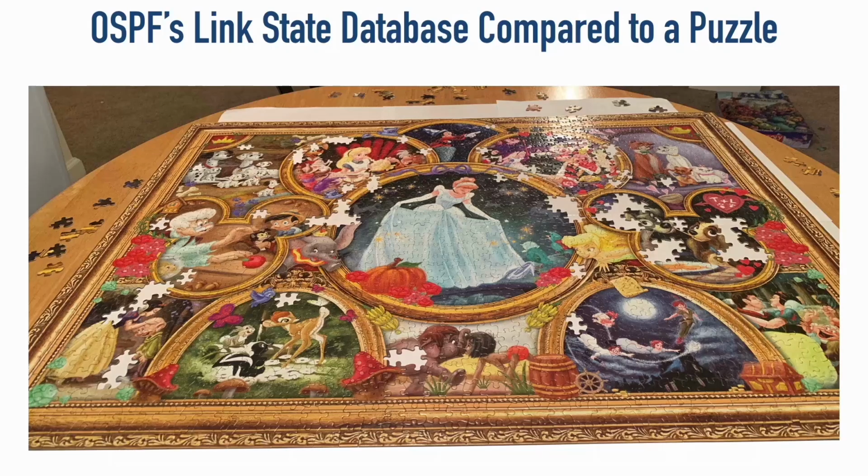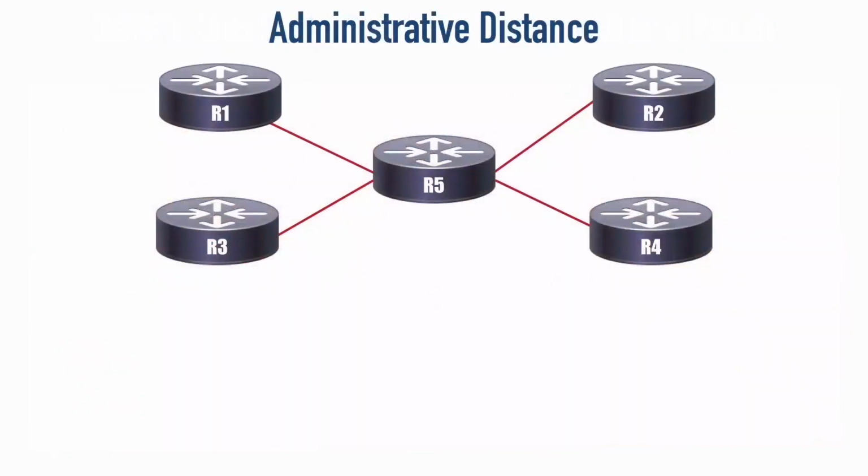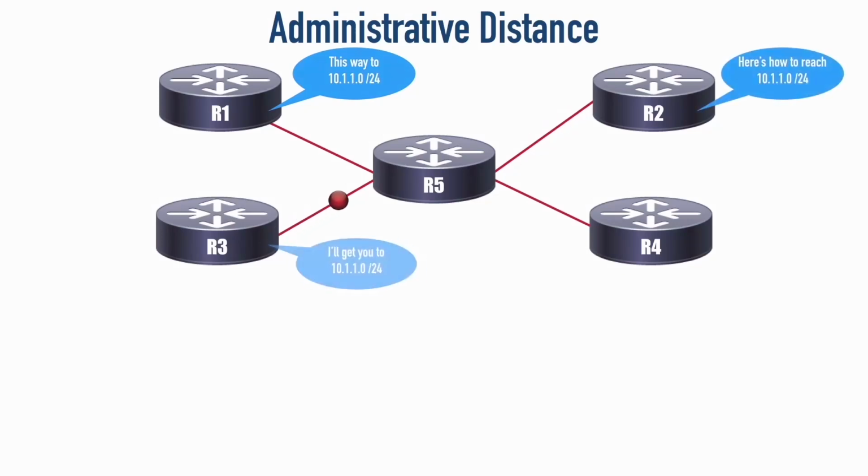Another comparison between EIGRP and OSPF is administrative distance. Administrative distance is the believability of a routing source. For example, here R5 is being told by various sources how to get to network 10.1.1.0/24. R1 says, this is the way to that network. R2 says, here's how to reach that network. R3 says, I'll get you there. And R4 says, here's your ticket to 10.1.1.0/24. Who do we believe?